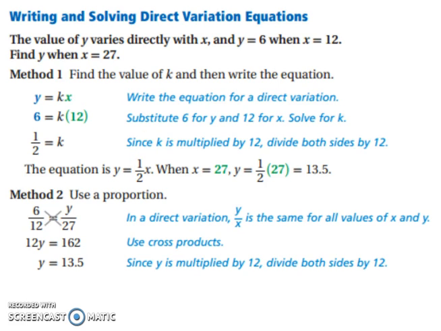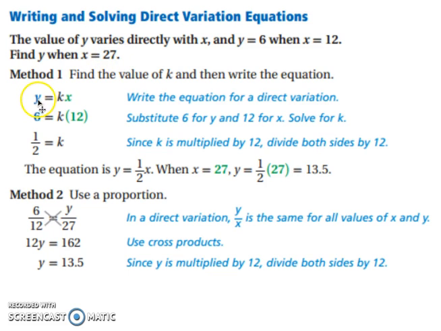Alright, so now let's look at writing and solving direct variation equations. We're going to look at this first one and then you're going to try the next one on your own. Once again, there are two methods you can use. Choose which one you prefer. So we're going to find the value of y that varies directly with x, and y equals 6 when x equals 12. So we want to find y when x equals 27.